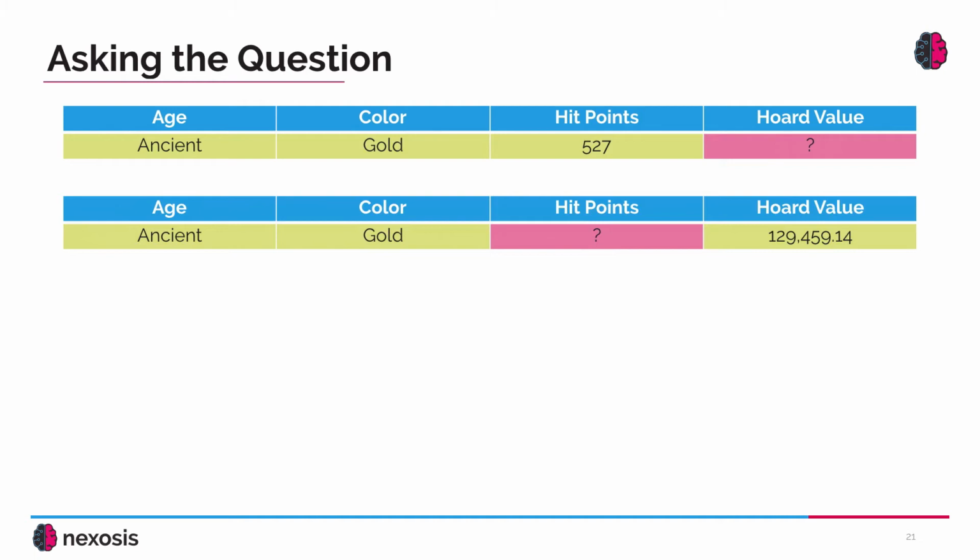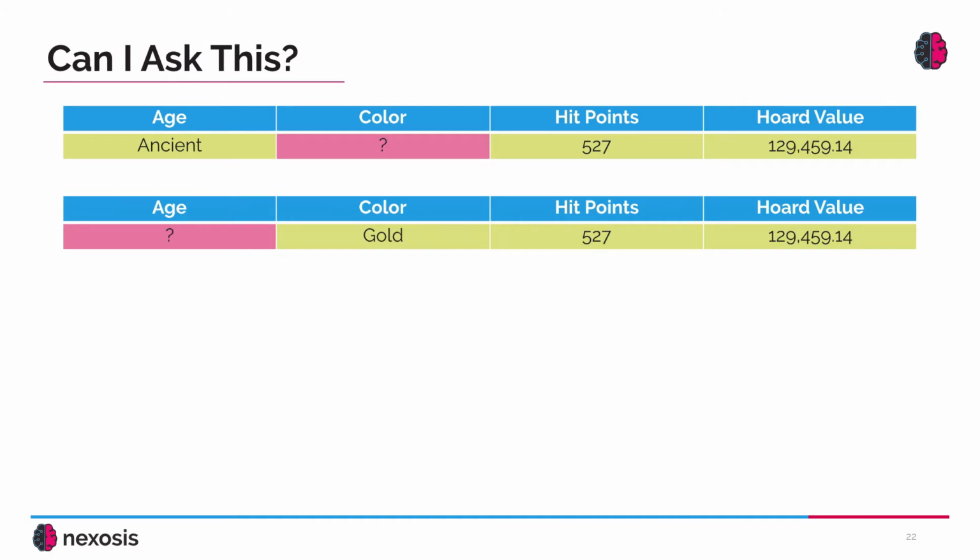But an interesting question is why can't I predict the color? Or why can't I predict the age of the dragon? I mean, what's that? Not numeric input originally. Yeah, they're not numeric input. Can I say, what color is this dragon based on its hoard, hit points, and age? Can I say, how old is this dragon based on its color, hit points, and hoard value? The answer is you can do that. It's just not a regression problem anymore. What you have is a classification problem.